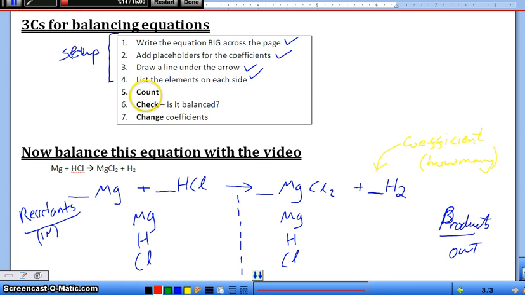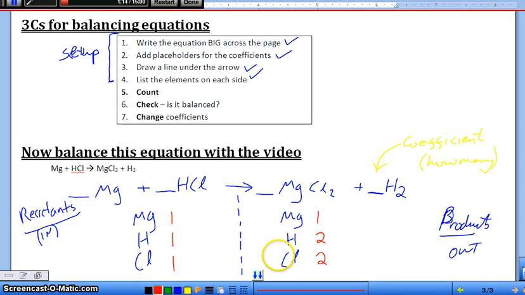First thing we do is we count how many of each element there are. So we got Mg, remember there's like an invisible 1 there. We've got 1 of those, we got 1 H, and we got 1 Cl. On this side we've got 1 magnesium, H's, there's a 2, so that's 2 hydrogens, and chloride is Cl2, so there's 2 chlorides. Okay, now we check it. Is it balanced? So, our magnesiums, 1 and 1. That's balanced. Hydrogen, 1, 2. That's not balanced.